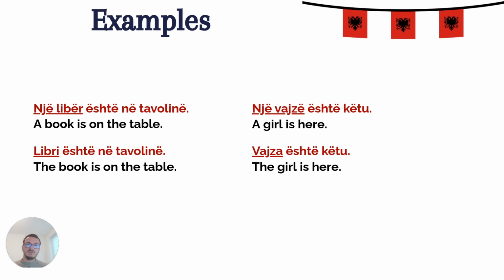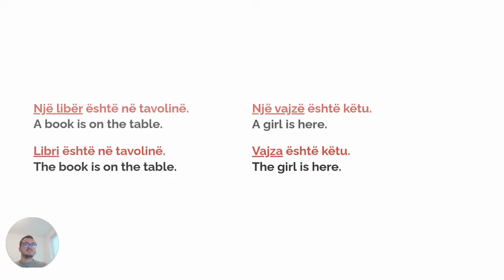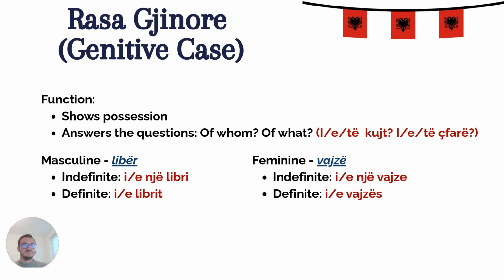Libri është në tavolinë. The book is on the table. Çfarë është në tavolinë? What is on the table? Libri është në tavolinë. The book is on the table. Again, libri the subject, here in the definite form. Një vajz është këtu. A girl is here, indefinite. Vajza është këtu. The girl is here. Alright, let's move now to the second case, the genitive case.